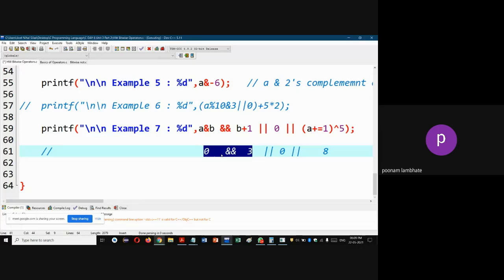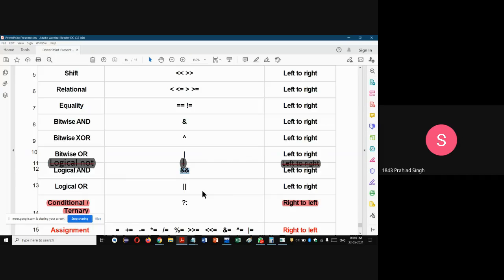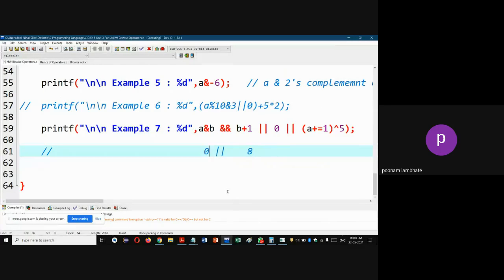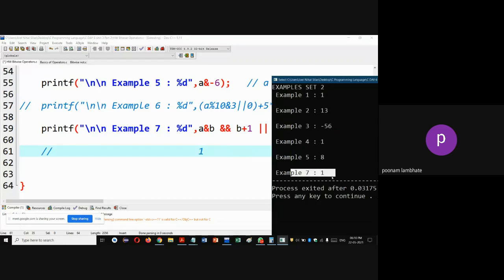So read left to right. 0, logical AND 3. What is the answer? 0. Yes, because one is false, so total is false. Then again read left to right. You have two ORs. These two ORs also have same precedence. So what you'll do? Associativity. It is left to right in your table. So read from left to right. What is coming first? This OR operation. So it is 0. Then you have this OR operation, which is 1. 0 or 8. 8 is what? True. So total is true. So you're getting 1 in example 7.